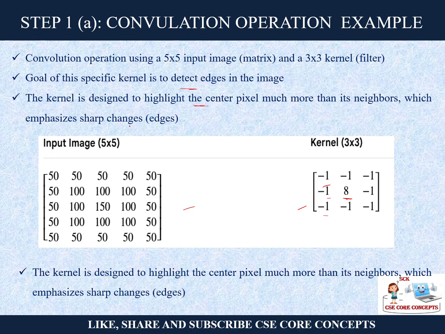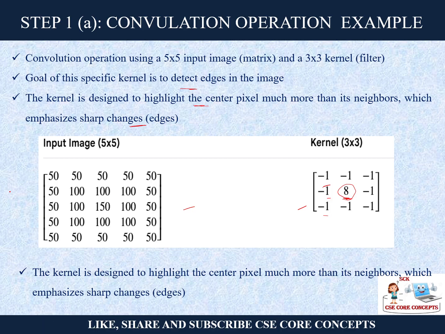This type of feature means sharp changes. So basically what I want here is to find out the sharp changes or the edges, to detect edges in my image, right? If I want to detect the edges in the image, I have taken a higher value in the center, and the rest of the neighbors have the same value.